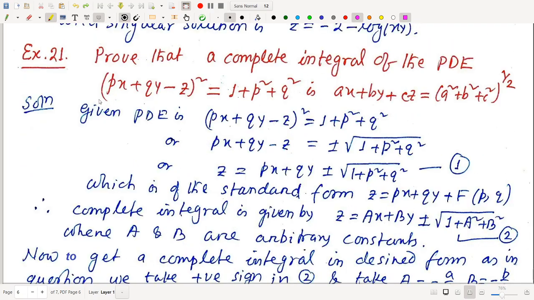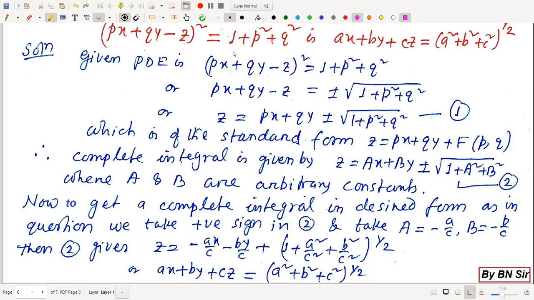Number 21, prove that a complete integral of the PDE (px plus qy minus z) whole square equals 1 plus p square plus q square is ax plus by plus cz equals (a square plus b square plus c square) to the power half. Answer is given. But you see a, b, c, it looks like 3 arbitrary constants, but it has 2 independent variables.